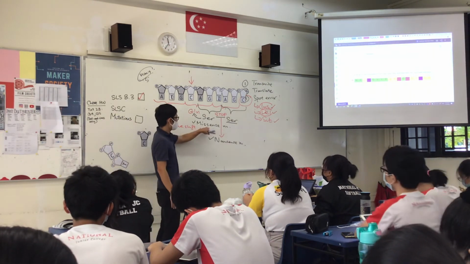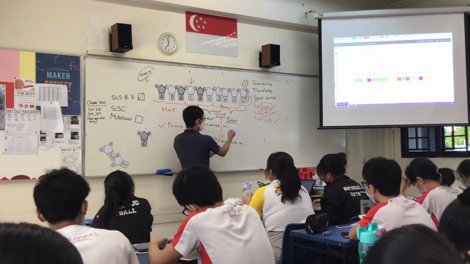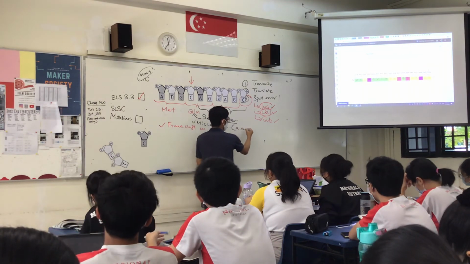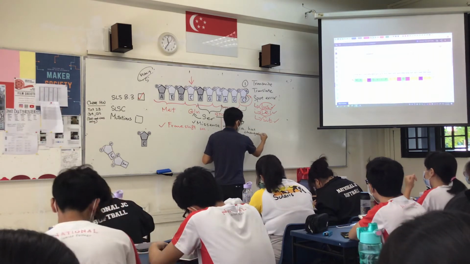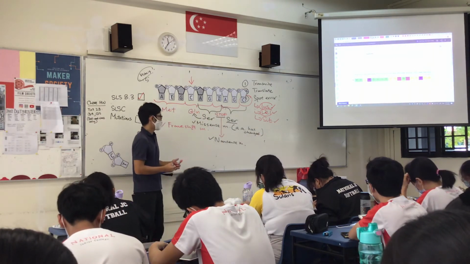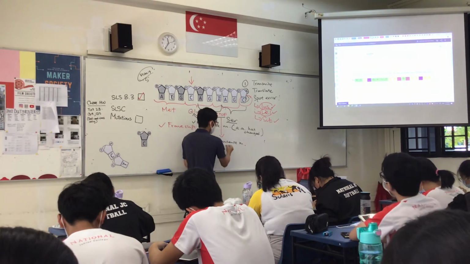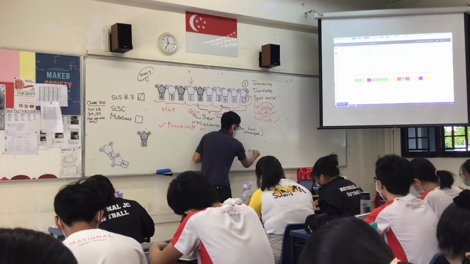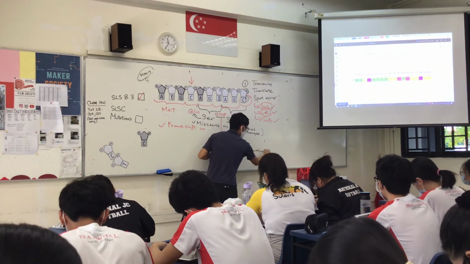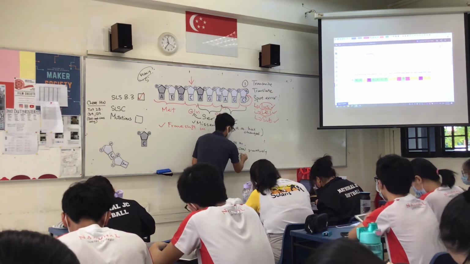Okay, what is a missense mutation? A missense mutation is when the amino acid has changed. A nonsense mutation is when a stop codon prematurely appears.